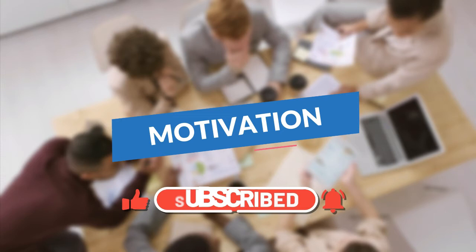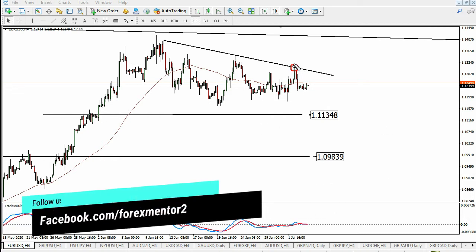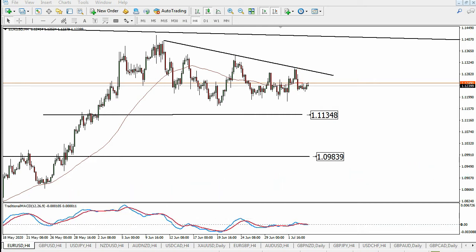So let's start. This is the Euro USD chart. As I told you last week, the price is respecting this trend line, and I told you that the price may test this trend line before going downwards. So price was moving as expected.